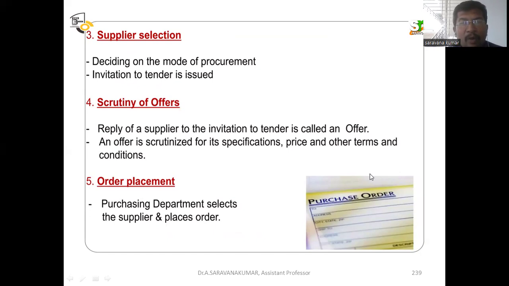Deciding on the mode of procurement, an invitation to tender is issued, then scrutiny of offers. The reply of a supplier to the invitation to tender is called an offer. You give the offer, then whether you can accept or not. An offer is scrutinized for specifications, price, and other terms and conditions. Order placement: the purchasing department selects a supplier and places the order.